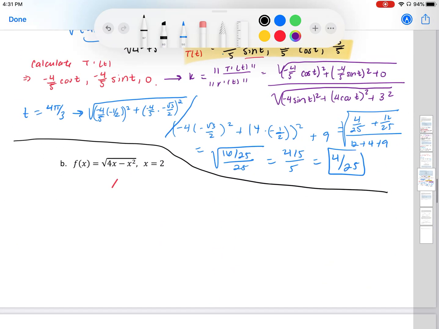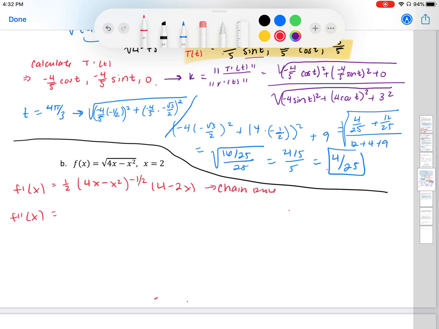So for this one, you want to start off by finding f prime of x, then f double prime of x, and use chain rule. Don't forget that. Let me help you out. F prime is 1/2 times 4x minus x squared raised to negative 1/2 power, and 4 minus 2x.